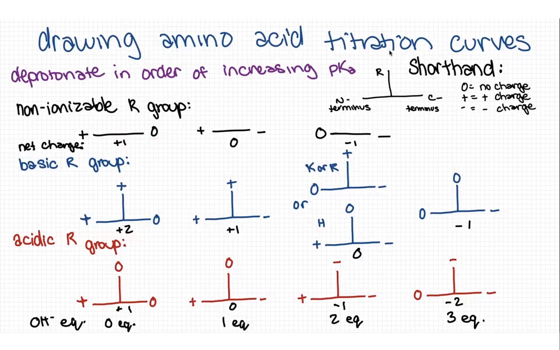If you go to 1 equivalent, what's going to happen is you will have stripped off all of the protons from your carboxylic acid group, leaving that negative. The N-terminus is still going to be positive. You're going to have an overall charge of 0. What would happen if you go to 2 equivalents? Well, here you're going to have deprotonated your carboxylic acid group still, and now you're also going to have deprotonated your N-terminus. That's going to give that a charge of 0, and so this leaves you with an overall charge of -1. So that's in the case of our non-ionizable R group.